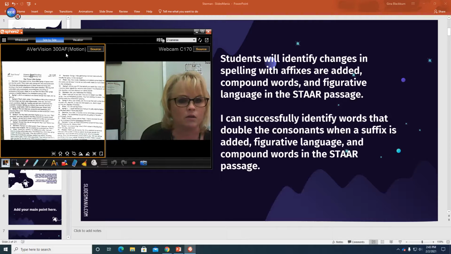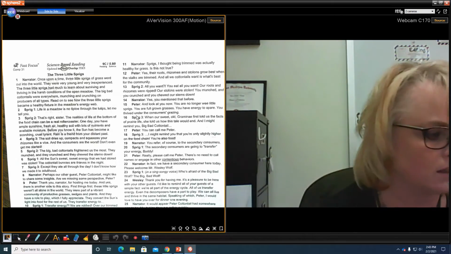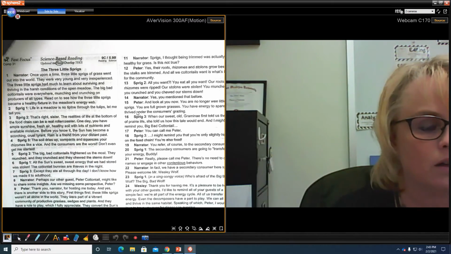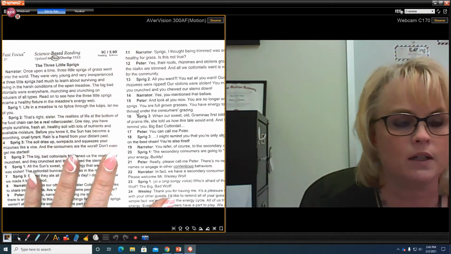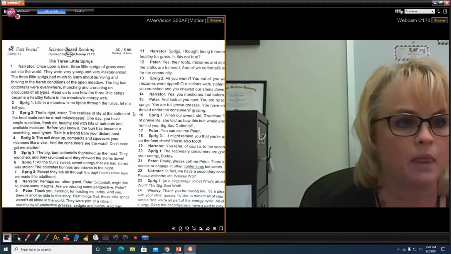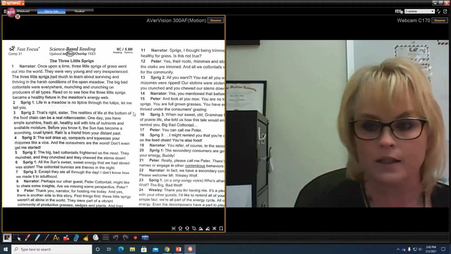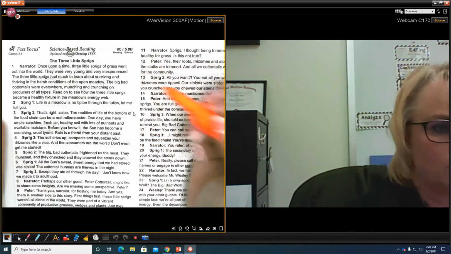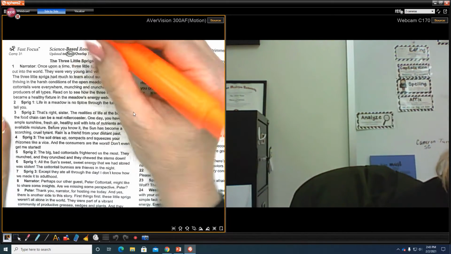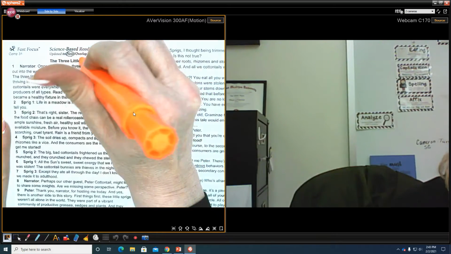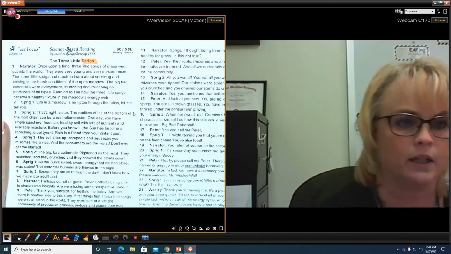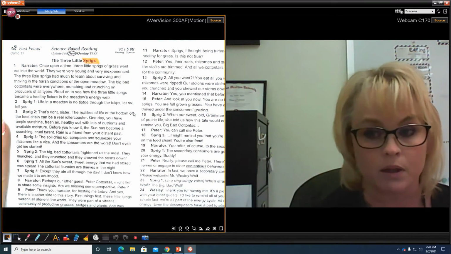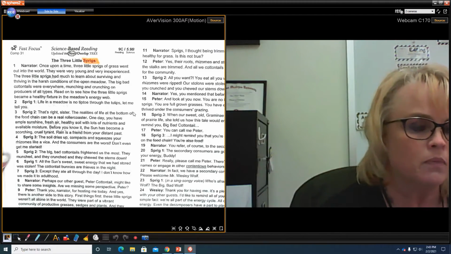Okay, so let's go ahead and zoom in so we can see this better. You can try to go ahead and read this along with me. We're going to highlight some special keywords as we're going. The 3 little sprigs. So the first thing I'm going to do is make sure I pay special attention to this word sprigs. It looks kind of like spring, but there is no N in there.